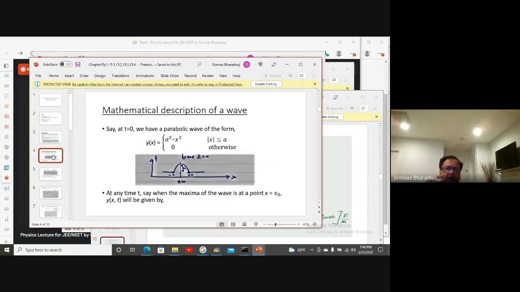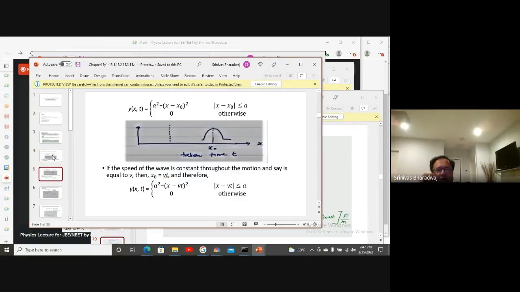Now if you say y of x comma t, and the parabola keeps moving in a certain direction after each period of time, then it becomes a wave. So y equals a square minus x square is just a single parabola, but when you add a sine or cos component, then you have a wave. After every few seconds, the wave keeps moving like that. So how do you introduce that? The propagation of the wave is x minus v times t. After a short period of time, that parabola has moved a certain distance.